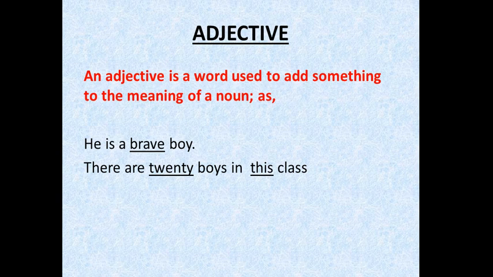There are 20 boys in this class. How many boys? 20. So 20 is also adding meaning to the boys. So this is also an adjective. And we are also saying this class. So this is determining and adding meaning to the noun. So here this also acts as an adjective.